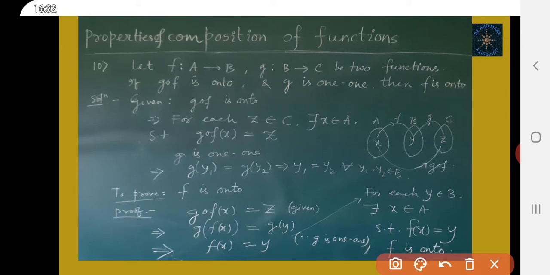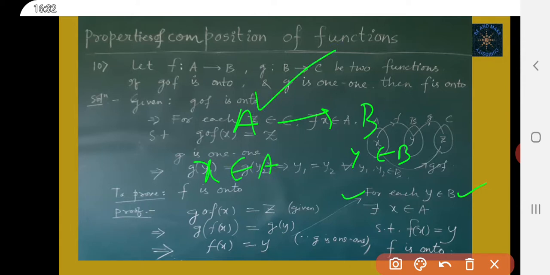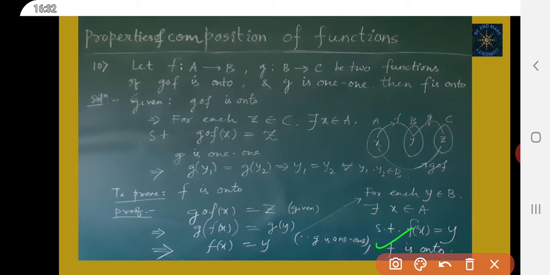So here for each element y belongs to B, there exists x in A such that f of x equal to y. So f is onto. Understood?